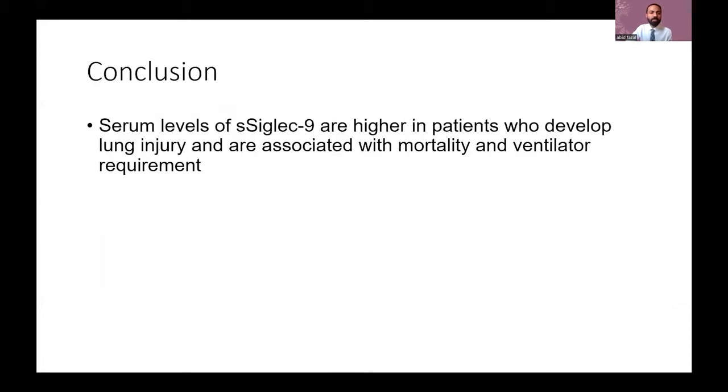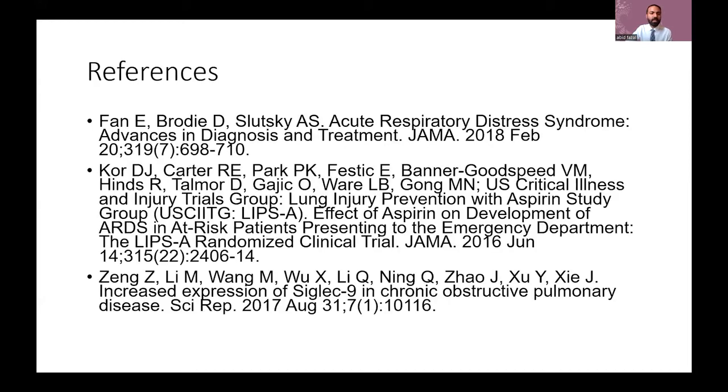So in conclusion, the serum levels of soluble Siglec-9 are higher in patients who develop lung injury and are associated with both mortality and ventilator requirement, in addition to the acute lung injury and development of ARDS. So soluble Siglec-9 can potentially serve as a diagnostic marker and perhaps even a therapeutic target. We would need larger studies comparing soluble Siglec-9 levels to controls to further elucidate this.